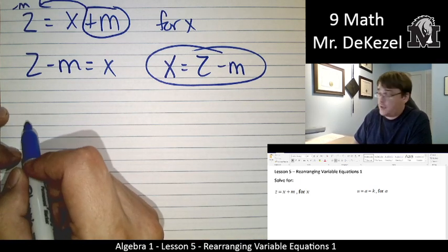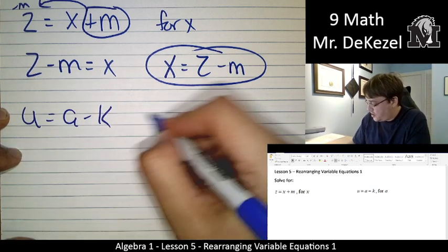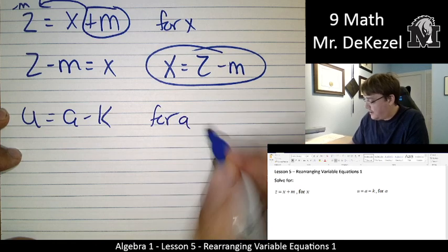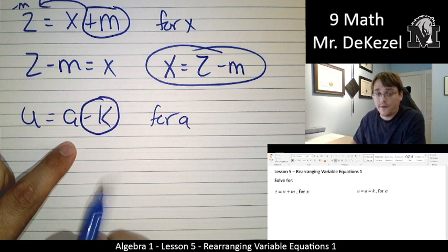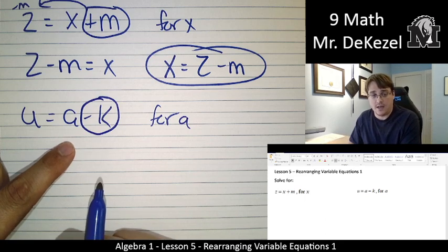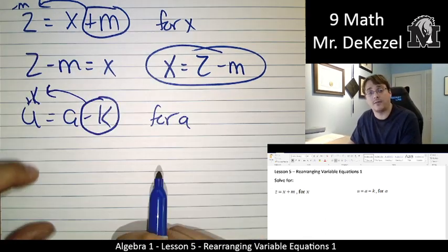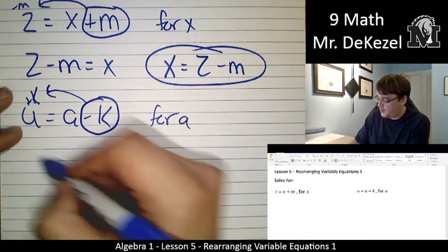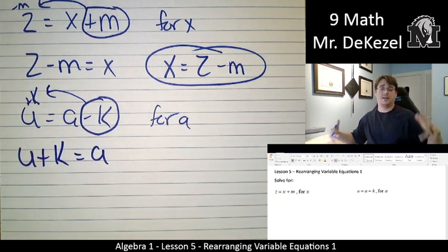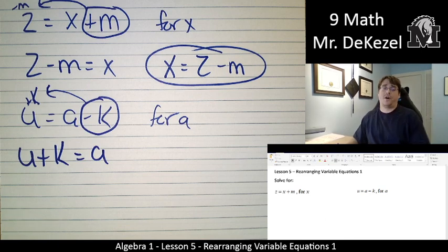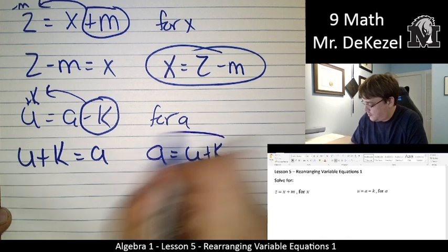Let's go ahead and do the next one. We have u is equal to a minus k, and we are solving for a. So that means we want to get this variable all by itself. We have negative k that I want to get rid of on this side. So I can go ahead and move it over to the other side, and it's just positive k when it comes to the other side. So we would be left with u plus k is equal to a, and now a is by itself. We have solved for it, but we want to write it on the other side, so a is equal to u plus k.